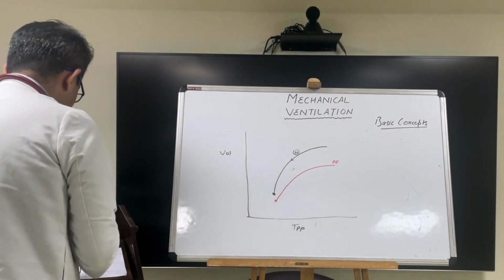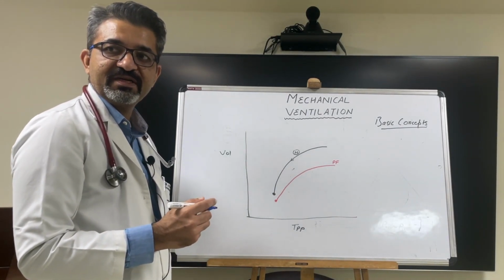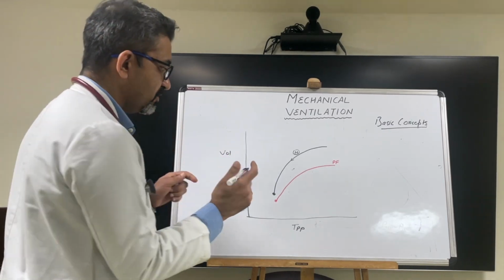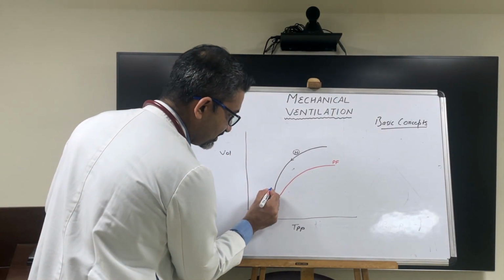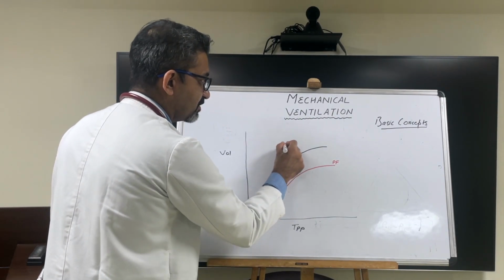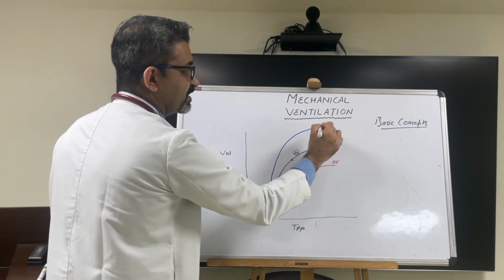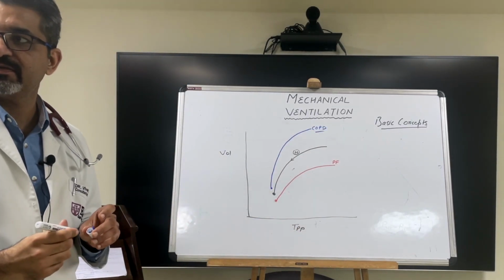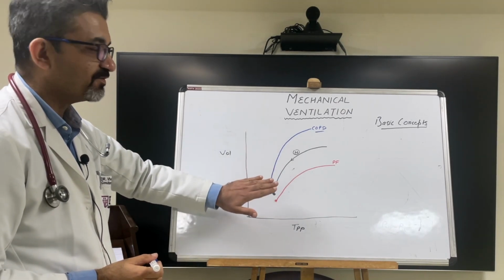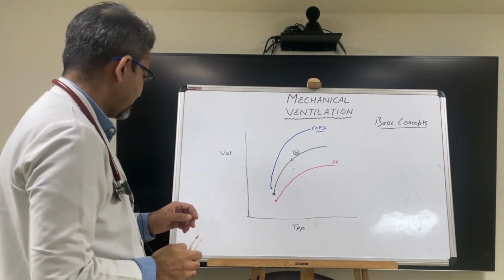Suppose the patient has COPD. A COPD lung is more compliant, there is more volume, so the functional residual capacity increases and the graph becomes steeper. A COPD lung is more compliant, right? So this is the difference when you plot graphs of various disease patterns of the lung.